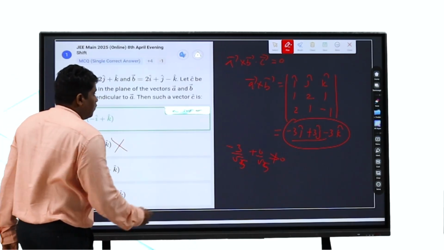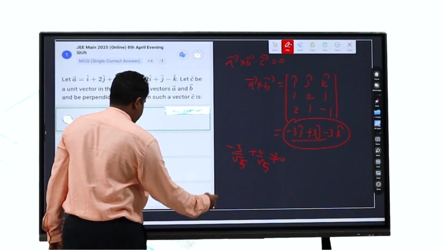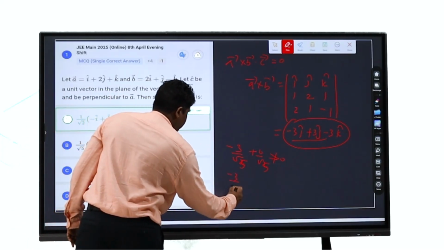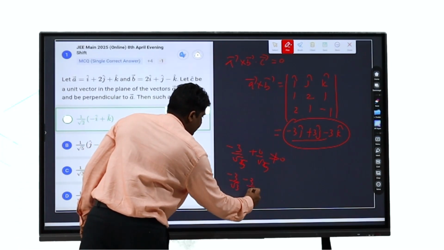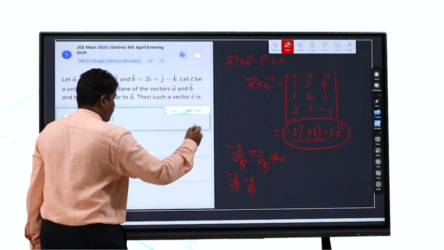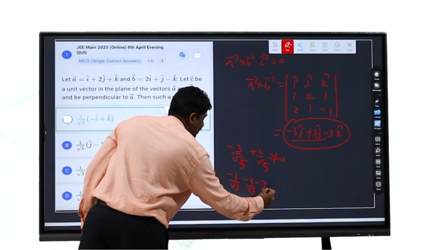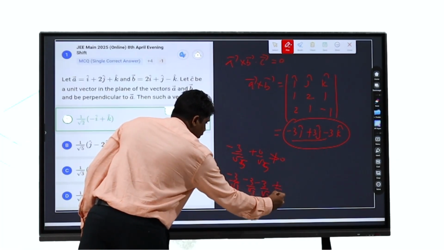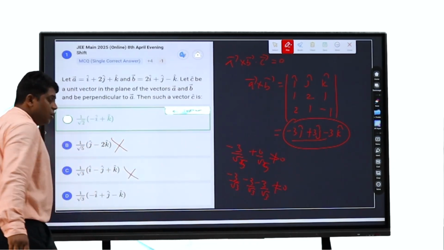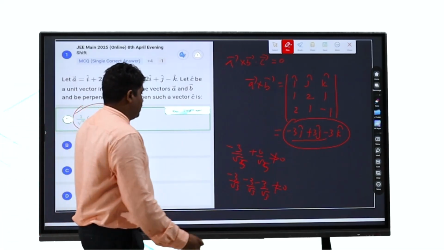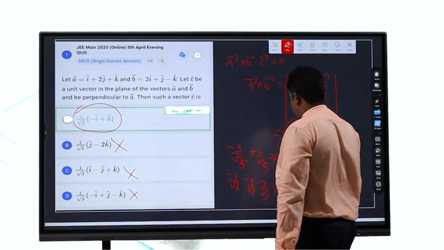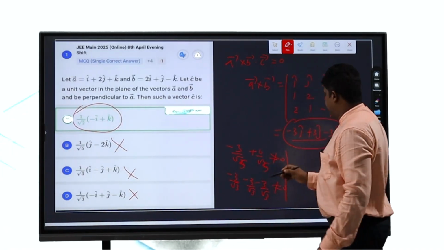Then 1 by root 3 into minus 3, minus 1 by root 3 into minus 3, then 1 by root 3 into minus 3, that is minus 3 by root 3, not equal to 0. So this is not possible. Similarly, this is not possible, but this is the only option which is possible. Okay, let's check it.